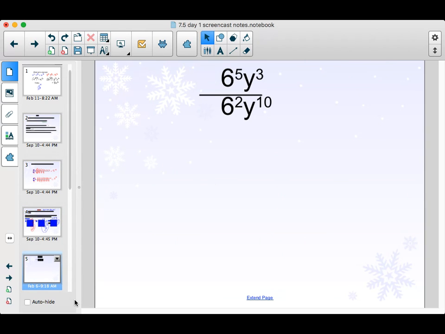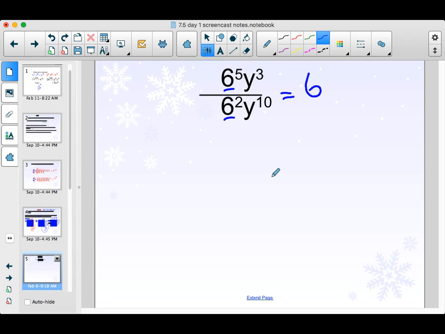Here's another example. Some people like to figure out what 6 to the 5th is and 6 to the 2nd is first. You can do that. Or just realize they have the same base. So just subtract the exponents. 5 minus 2 gives you 3. And then y, subtract 3 minus 10. That should give you negative 7. So that gives us 6 to the 3rd, and then you put the y to the 7th on the bottom.